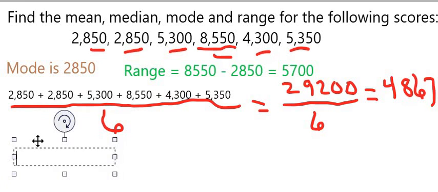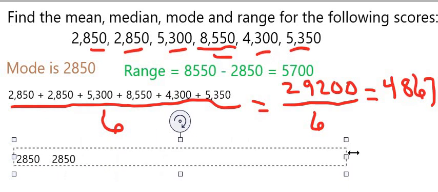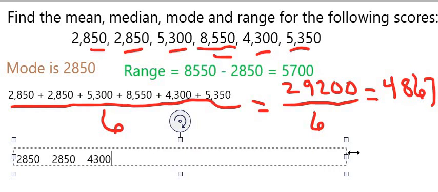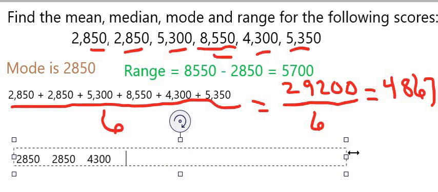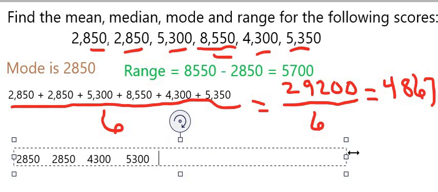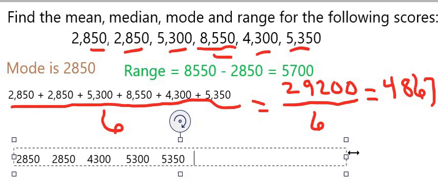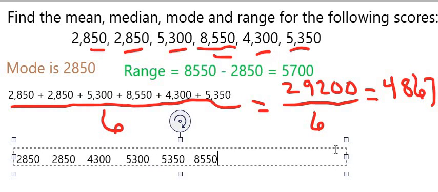So I'm going to have 2850, 2850 again, and then my next one is 4300, and then 5300, 5350, and 8550. So those are my 6 numbers.